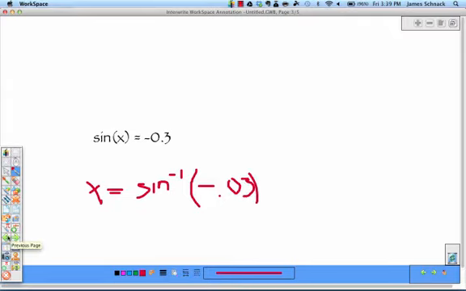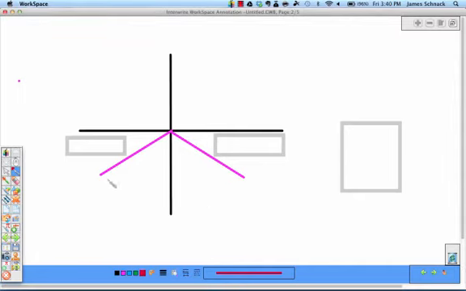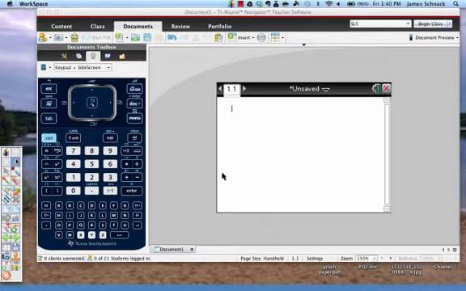Okay, before we do this, let's think for a minute about where solutions are going to be. And we're going to have more than one. Sine of x is negative in which quadrants? Well, it's negative in the third and fourth quadrant. So we're going to have these two angles somewhere, and we need to figure out what they are in radians between 0 and 2 pi. So let's go to our calculator.